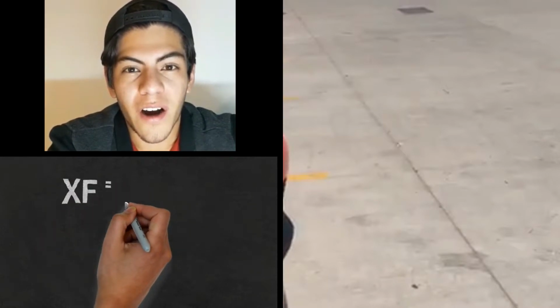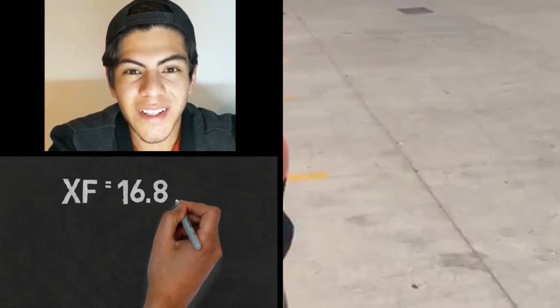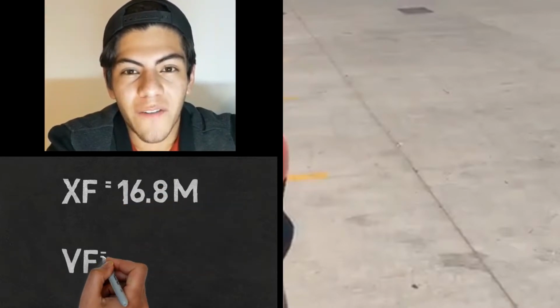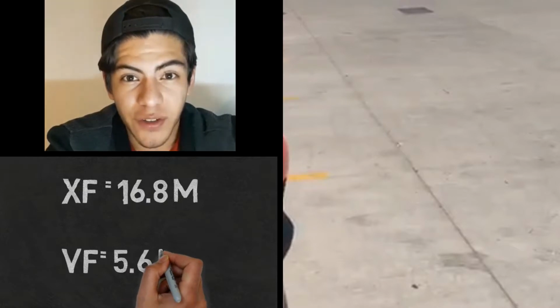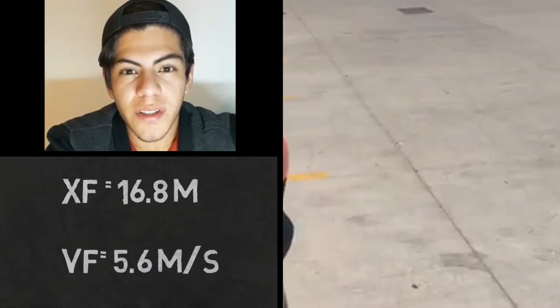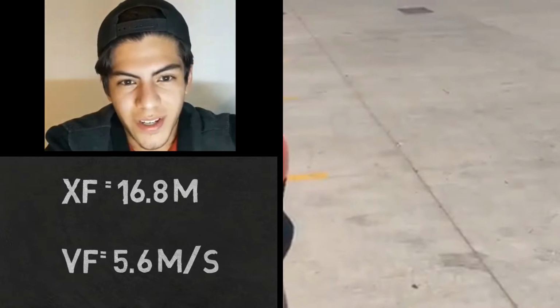Finally, we can know that the final position of a car after 2 seconds is equal to 16.8 meters, and the final velocity of a car after 2 seconds is equal to 5.6 meters per second.